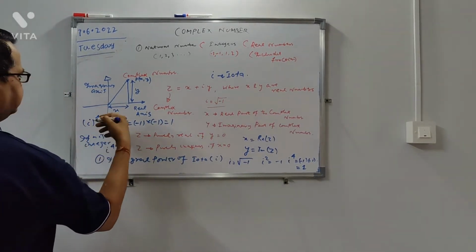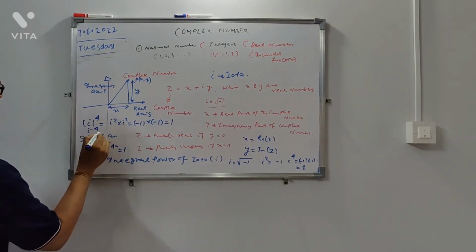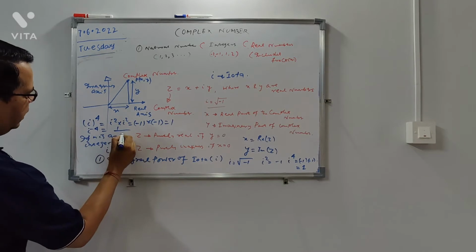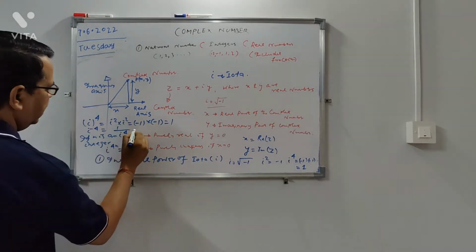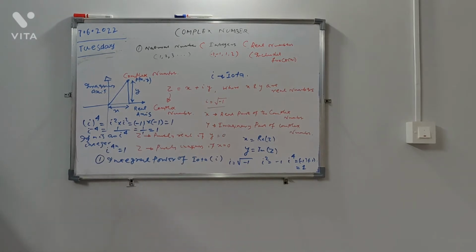Whether it is plus 4 or minus 4 doesn't matter. Let's say i to the power minus 4. What will it be? It will be 1 by i to the power 4, which is nothing but 1 by 1, so it's 1. So if n is an integer, i to the power 4n is always equal to 1.